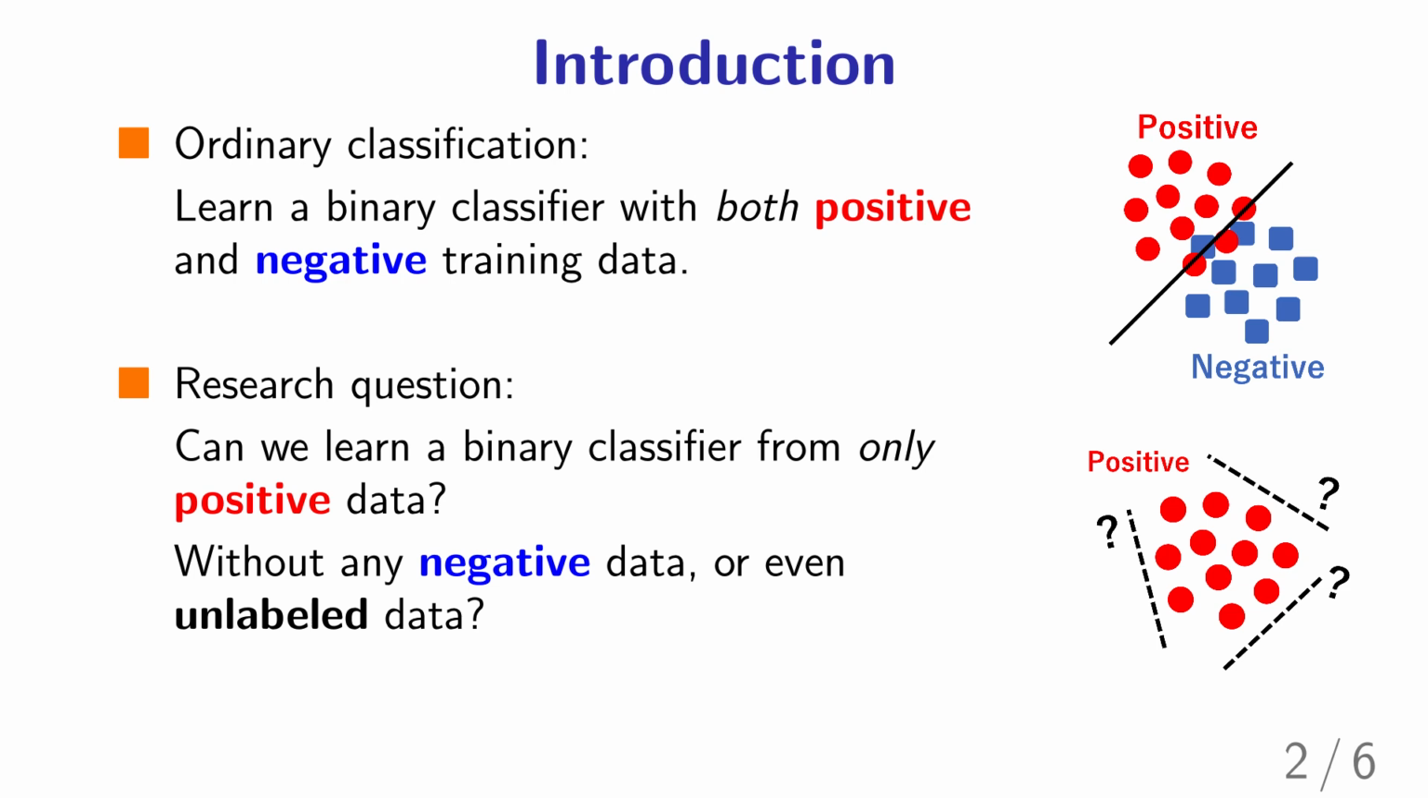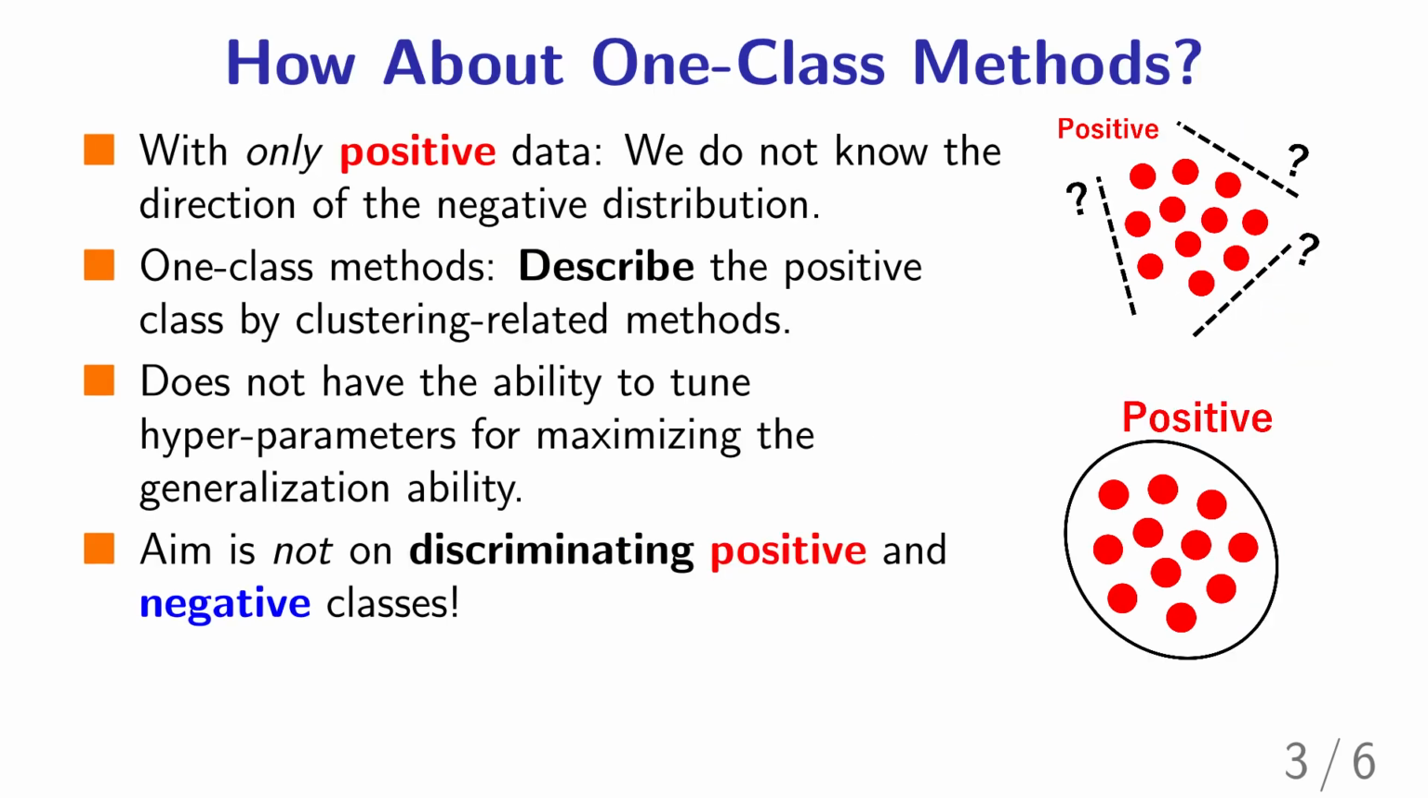So this means we do not have any negative data, or even unlabeled data, and this seems like a very difficult task. If you really only have positive data, you would not have any information of the negative distribution. For example, you would not know the direction of the negative distribution compared to the positive distribution, as you can see from the upper figure.